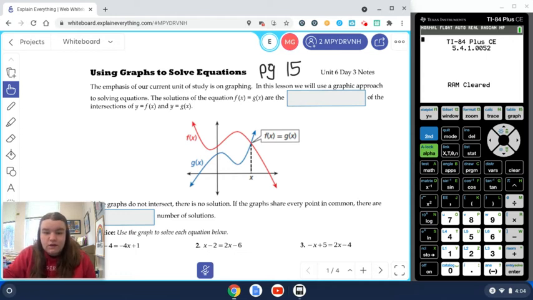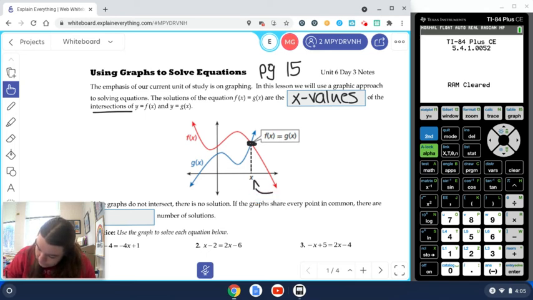The solutions of the equation f of x equals g of x, so when I have two equations equal to each other, variables on both sides, the solutions are the x values, or the x coordinate, of the intersections of the two graphs. So if I were to graph one half of the equation, everything to the left of the equal sign, and also graph the right side. And it's the x coordinate because we are looking for the input that gives us equal output, the same output.